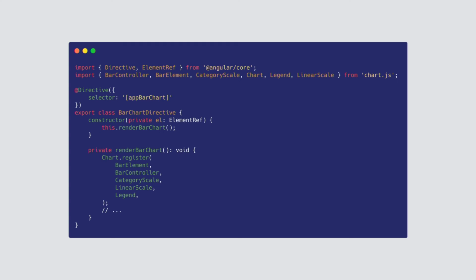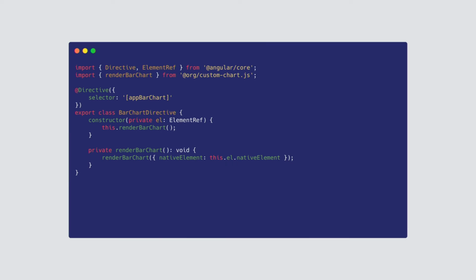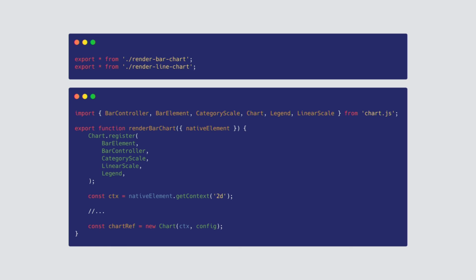So we are back in our bar chart directive. We switch and start using our own library called custom chart.js. It exposes the render bar chart function as well as render line chart, and it looks like that. So we basically moved the implementation from one place to another.